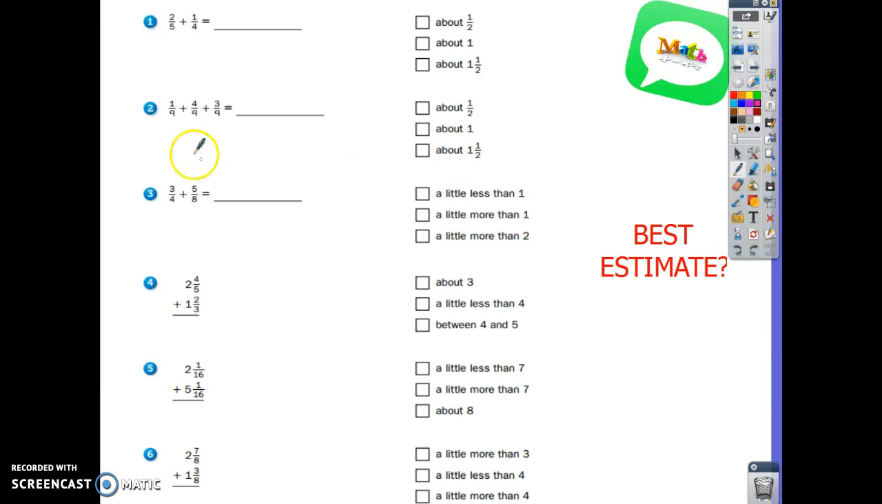But I'm not overly worried about some of this estimation part of it. I think overall, in my mind, estimation for fractions isn't the most important thing in the world. So this is just something that you're going to finish up on your own.